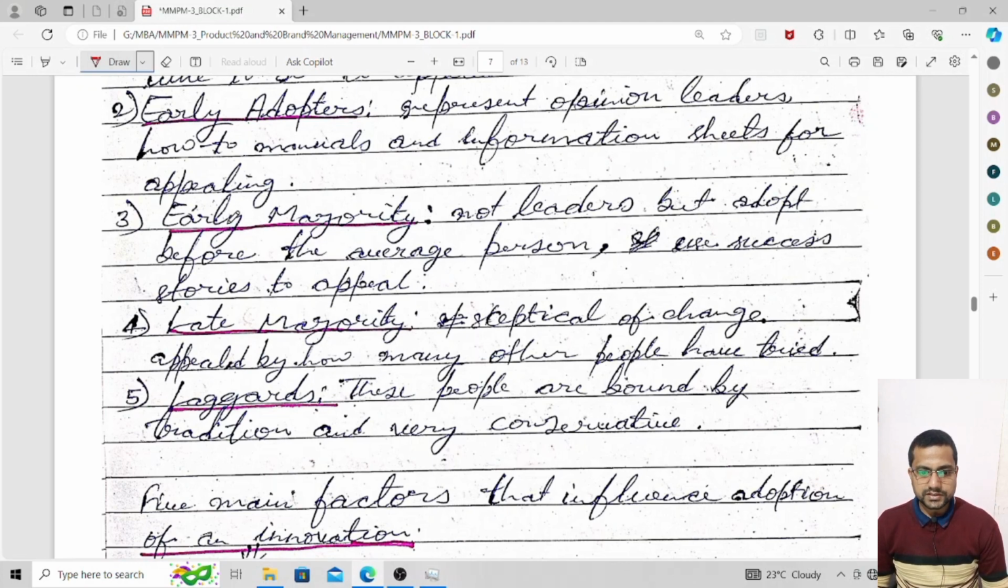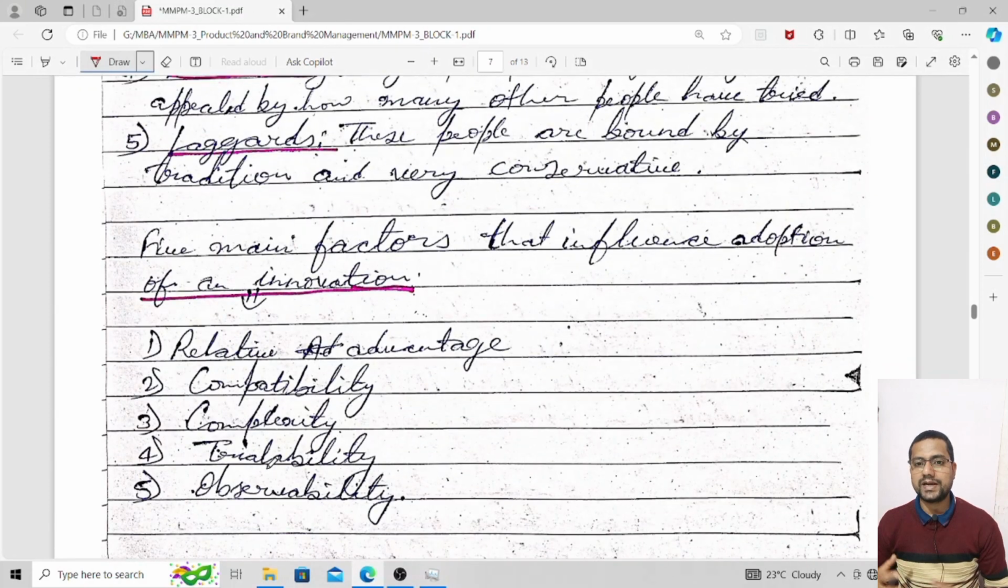Then next you have five main factors that influence adoption of an innovation. So what are those five factors which affect the adoption of innovation? The first one is relative advantage. Here we can think of it like this: if we use a new product, whether we get more benefits or not, or you can say whether using the new product we get more advantage or not. So that is the first factor.